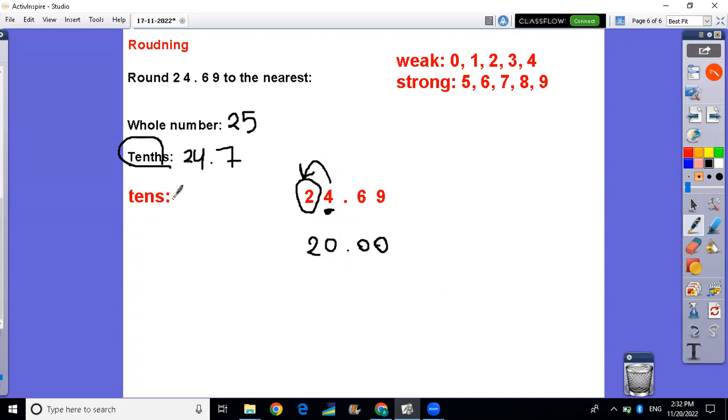Yes, but the tens, the hundreds, the thousands, we just deal with them exactly like the whole number. We do not accept decimal points there. So it's just going to be 20 without any decimal points. Decimal points are going to be there only if we round to the nearest tenth or hundredth or thousandth. Only then we're going to have a decimal point there.